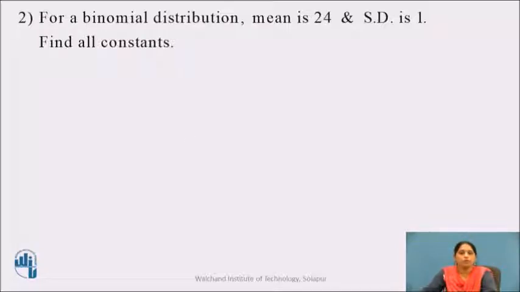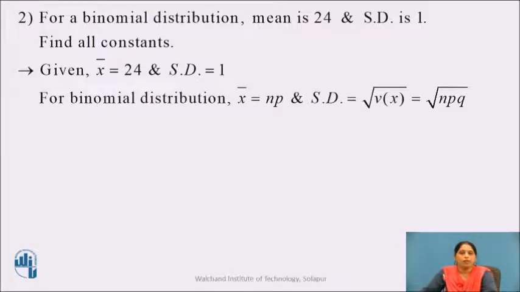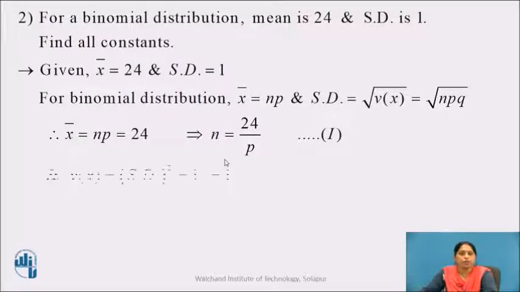I hope you all have solved the example. Let us check the solution. Here mean is given as 24 and standard deviation is 1, and we know that for a binomial distribution, mean is equal to np and standard deviation is the square root of variance, which is equal to square root of npq. Mean is given as np, so np equals 24, from which we get n equals 24 by p, which will be called equation 1.